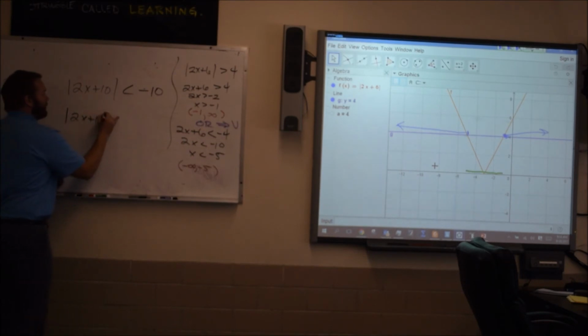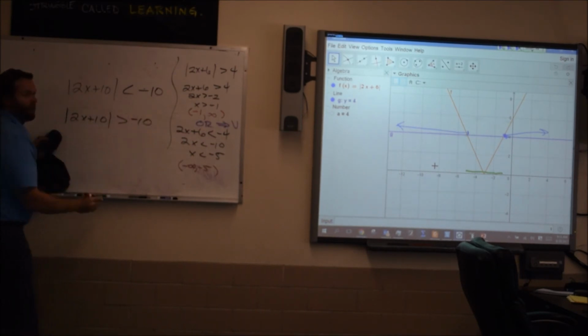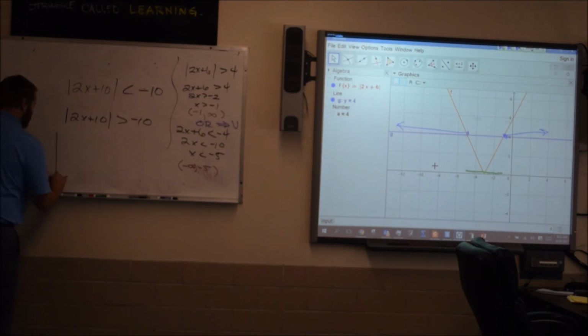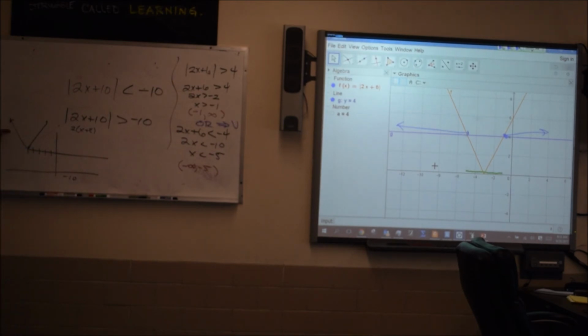Okay. What if I ask you this question? 2x plus 10, when is that greater than -10? Think about this graphically. 2x plus 10 is going to look, let me do a little bit of work here. 2x plus 5, so it'll be 1, 2, 3, 4, 5. It'll be like that. Slopes are kind of jacked up there. And -10 is going to be down there. When is this V above -10? It's always above it, isn't it? So what x values would that be? Be all of them. All real numbers, right? Negative infinity to positive infinity.